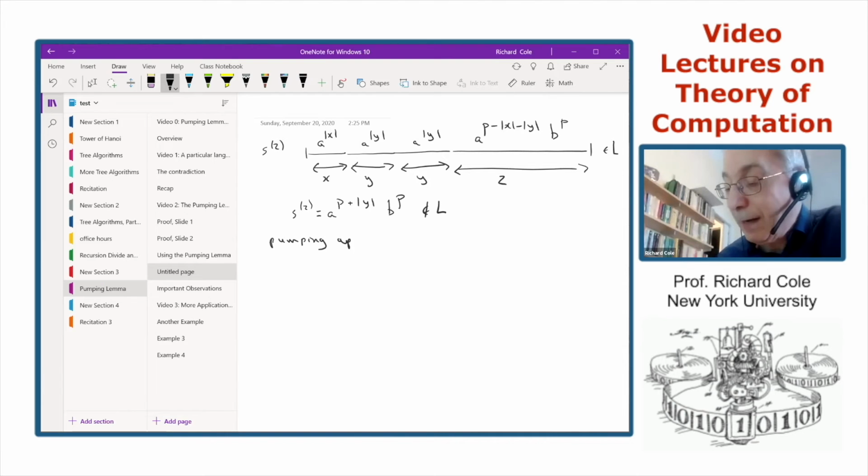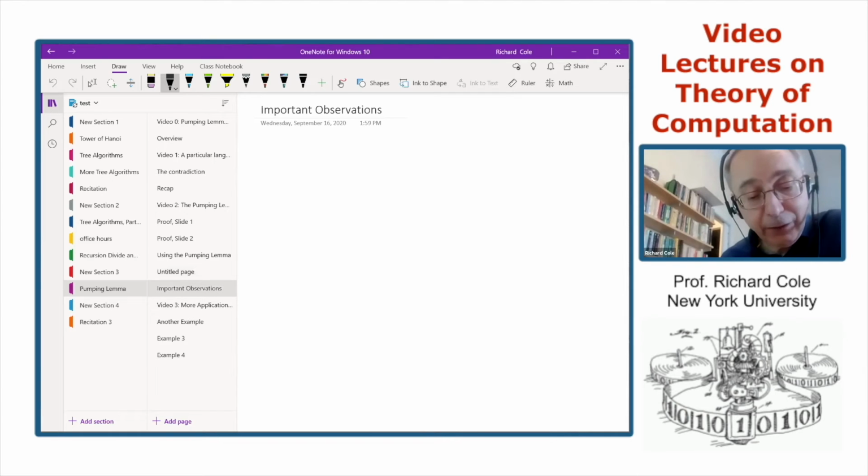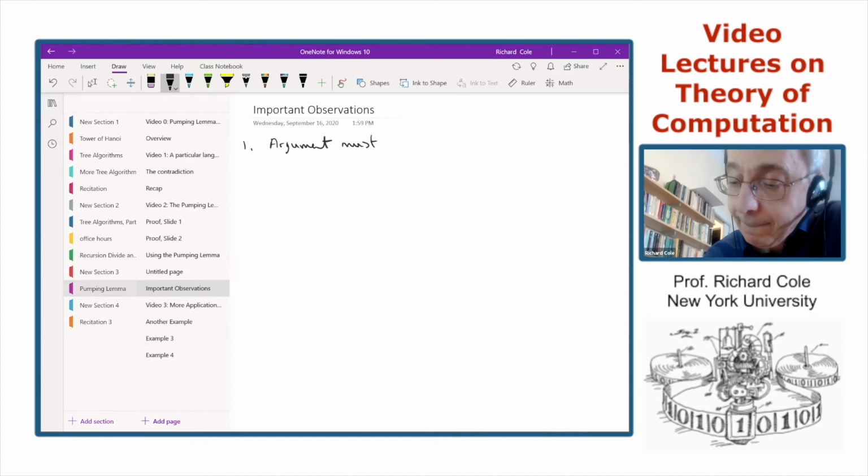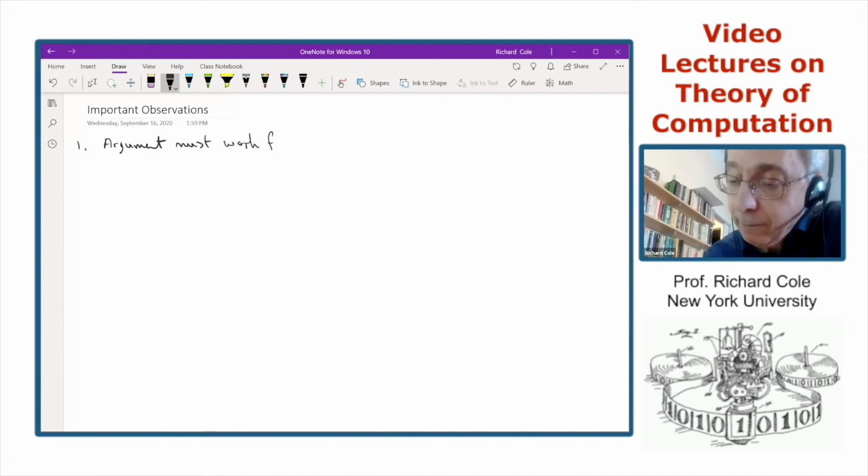So pumping up is when you introduce more copies of Y, pumping down is when you remove all the copies of Y. Let me finish up by making a few observations about applying the pumping lemma. First, this argument must work for all values of P.